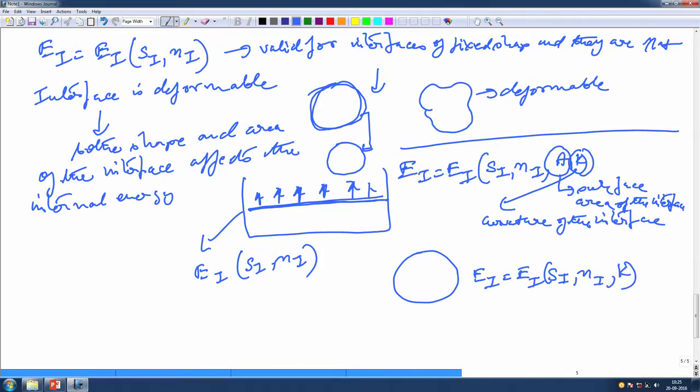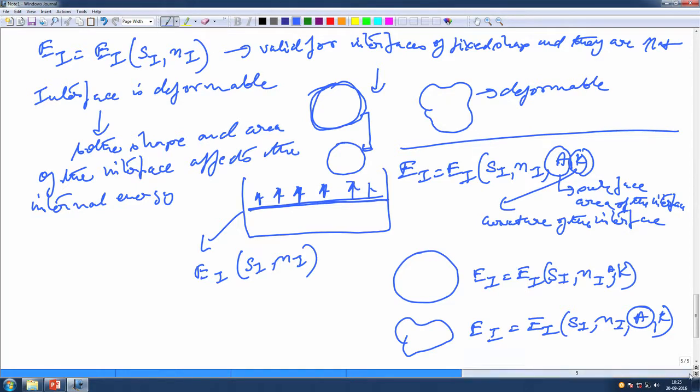And of course, you have the surface area of the interface also coming into the picture. If it deforms, this area change becomes an important parameter, it is of course a function of area also. So, the interface is like that, and whether it is deformable or non-deformable determines a lot of things. So, let us go to the next one.